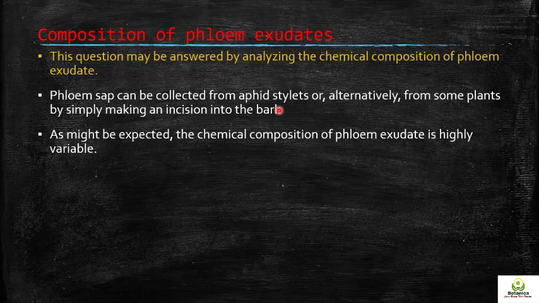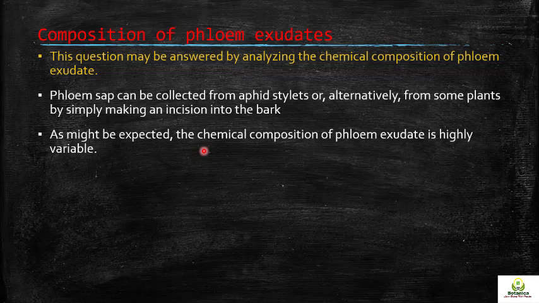As might be expected, the chemical composition of the phloem exudate is highly variable. It is seen in various plants and species that the composition of the phloem exudate, the percentage of different types of molecules in it, varies from species to species, from genus to genus, from plant to plant, or we can say from individual to individual. And this composition not only differs from species to species, it also differs according to the situation the plant is facing.